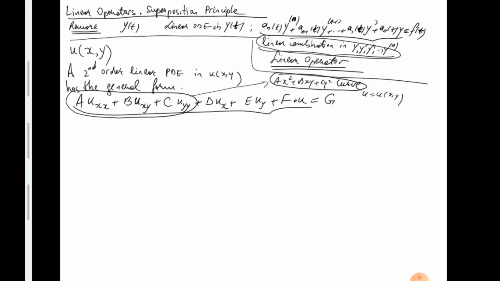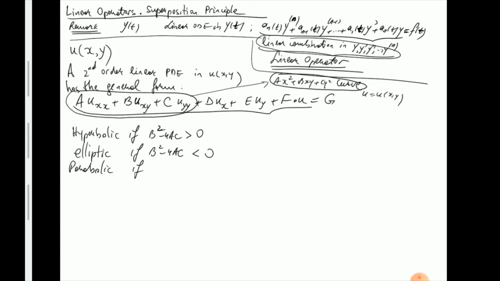So this PDE is called hyperbolic if b squared minus 4ac is greater than 0. It's called elliptic if b squared minus 4ac is strictly less than 0. And parabolic if b squared minus 4ac equals 0.